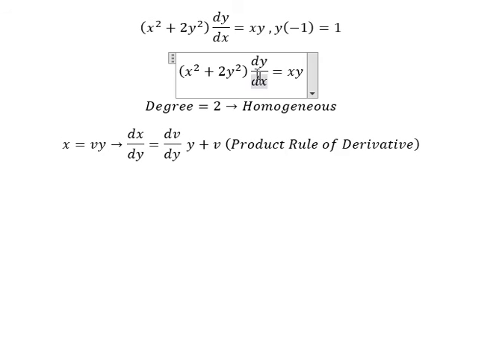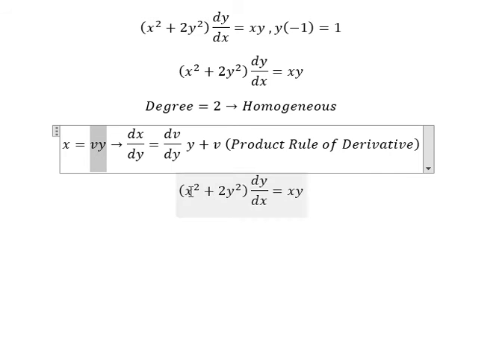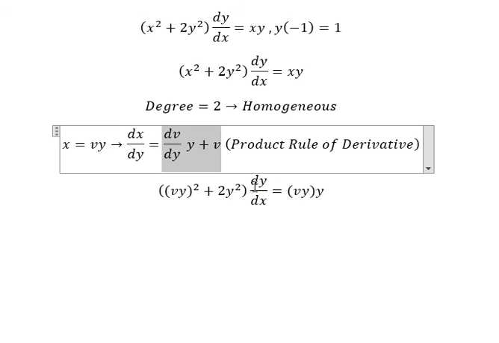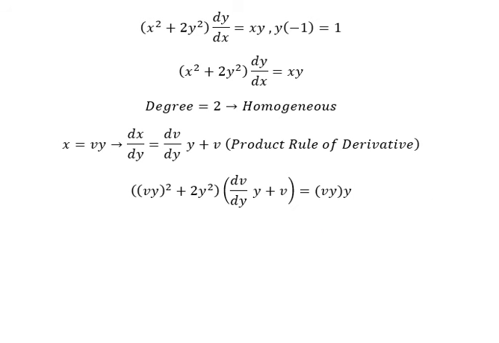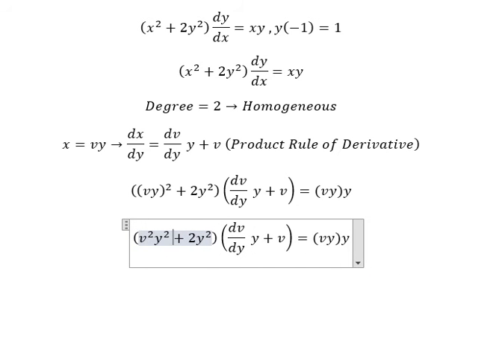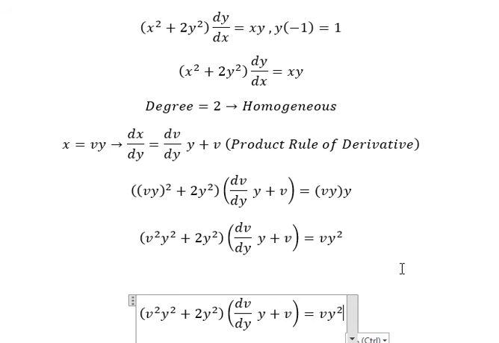So I will change x into vy. Similar for this one. This one we change by this one. Now we need to expand this one. Similar for this one. Now we need to simplify y squared for both sides.